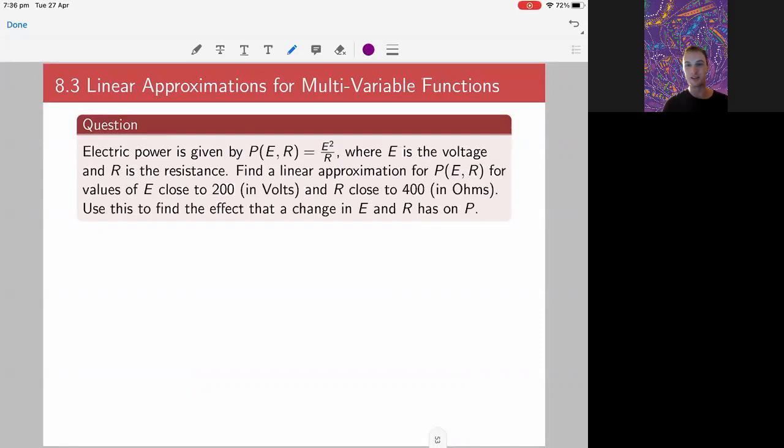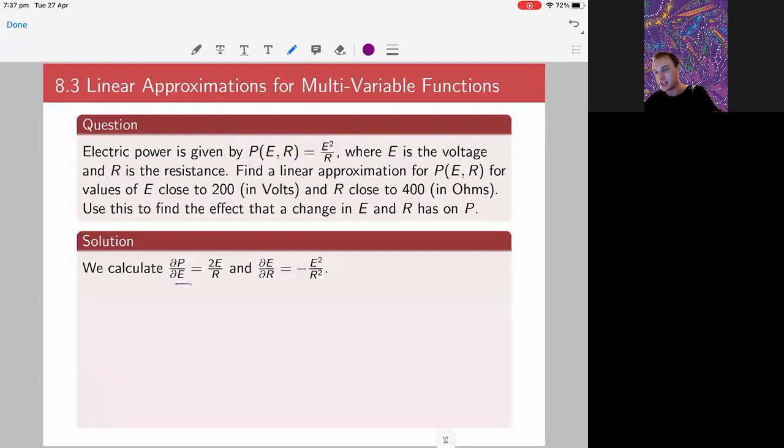In electrical engineering, you'll come across power, resistance, and voltage fairly often. There's a well-known formula that tells you that if you've got E as a particular voltage and R as the resistance, then the power is given by this formula: the power as a function of voltage and resistance is E squared divided by R. In this question, we're being asked to find a linear approximation for power for values of the voltage close to 200 and values of the resistance close to 400. Hence, use this linear approximation to find how much the power is going to change if you change E and R slightly.